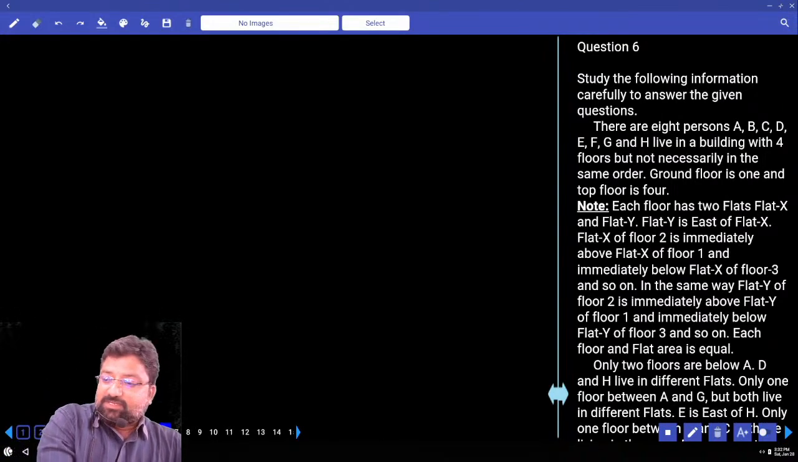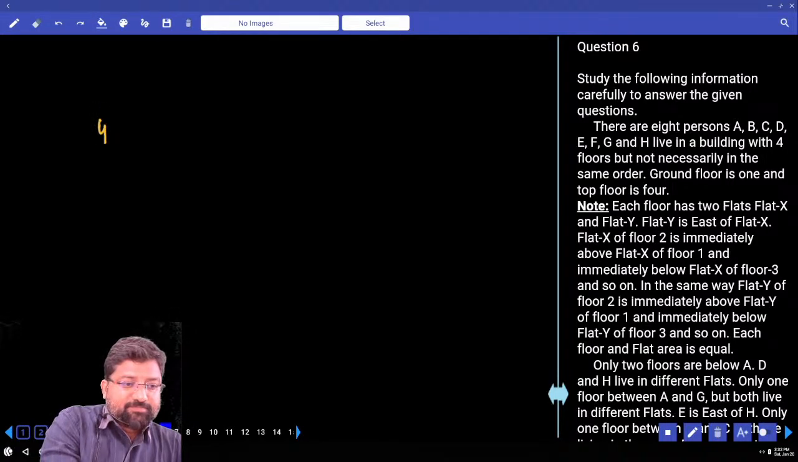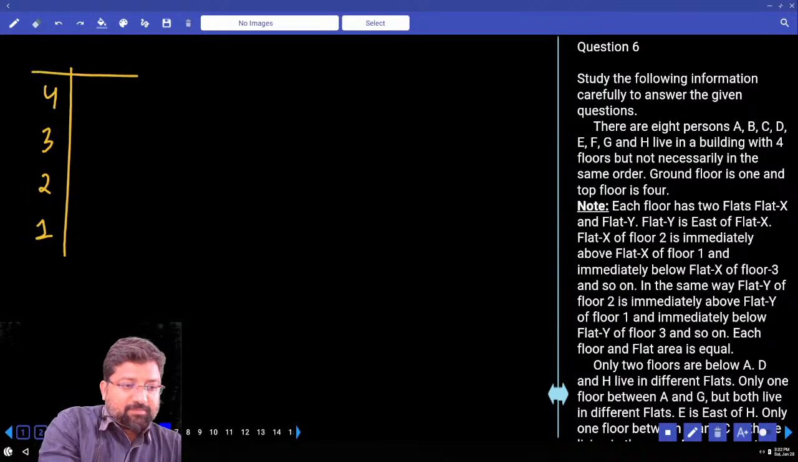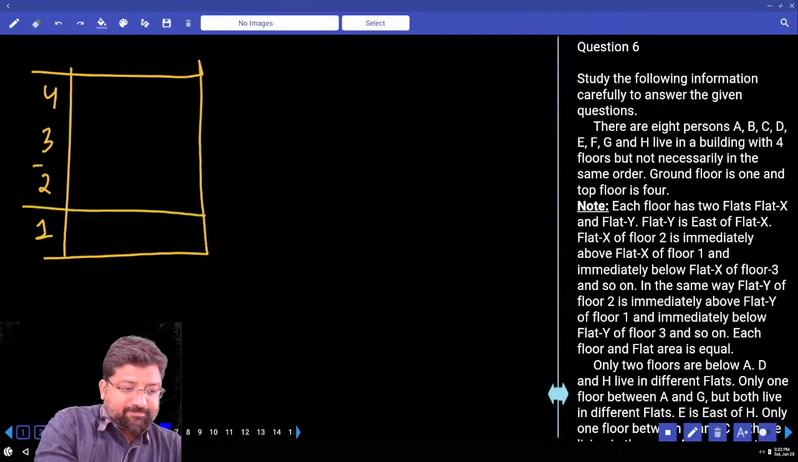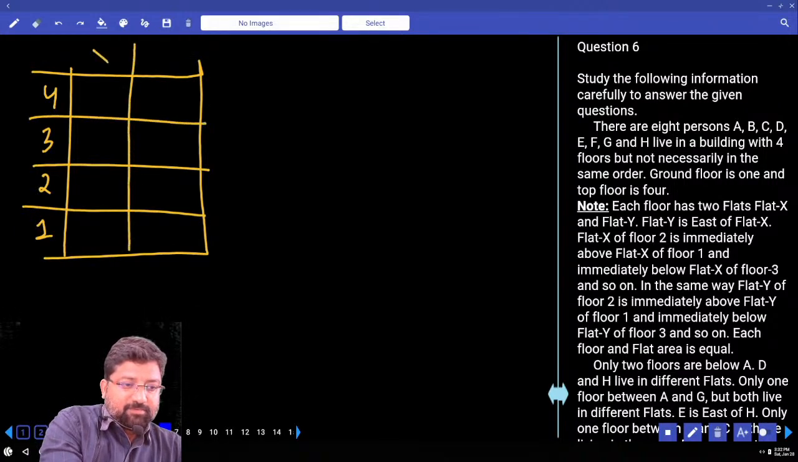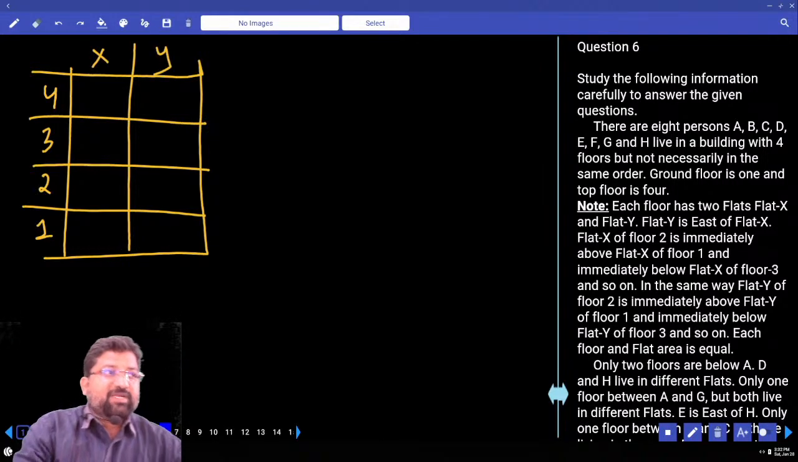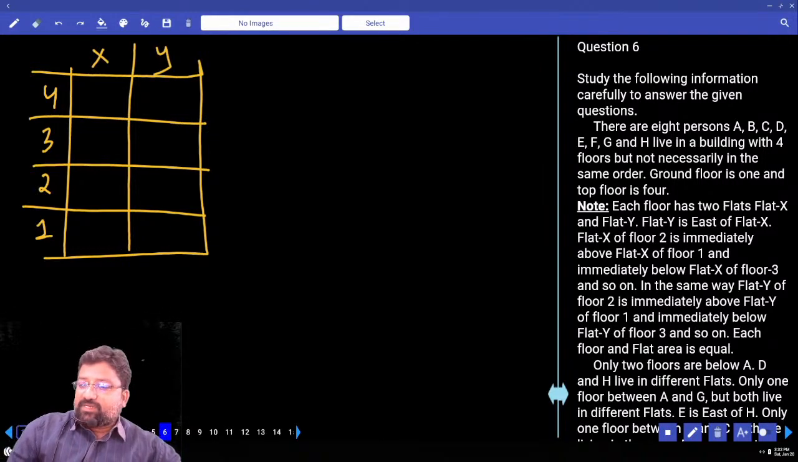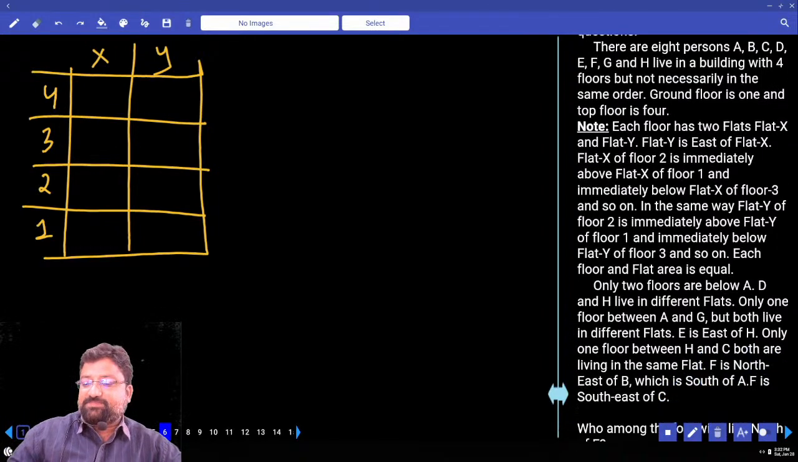Okay, fine. So 4 floors: 4, 3, 2, 1. And each floor has how many flats? Flat X and flat Y. Did he tell us flat Y is to the east of flat X? Yes, he did tell us.